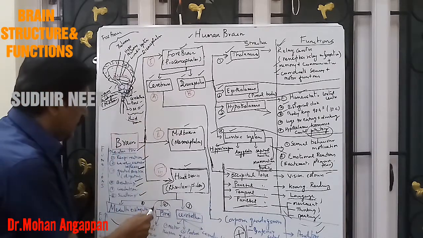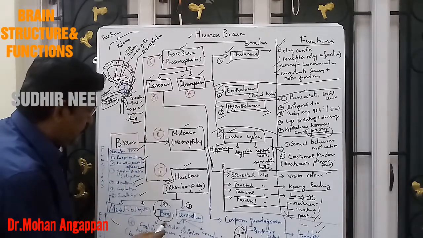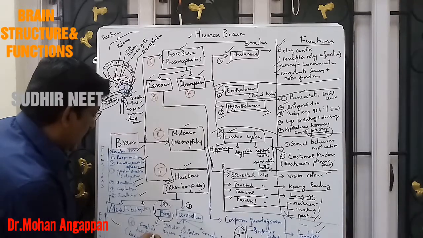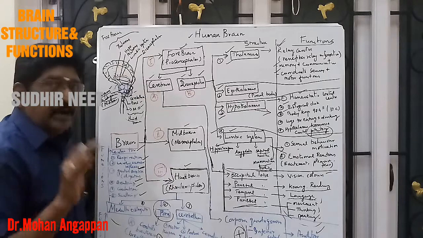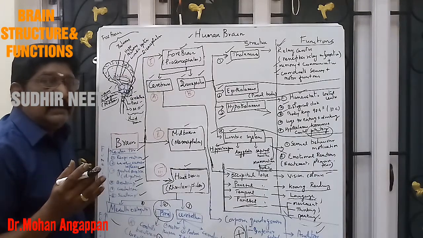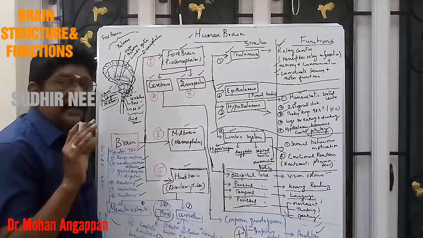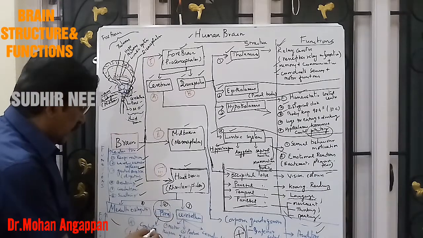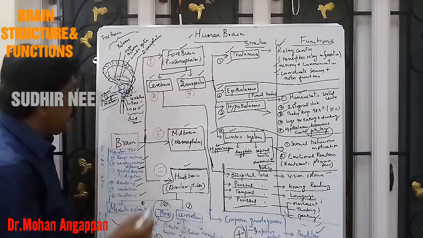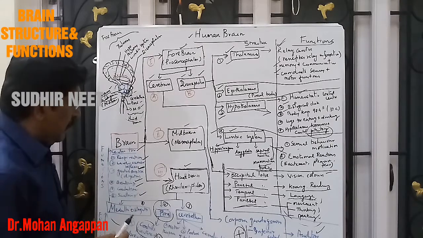And then the pons. The second part is the pons varolii, very important. It controls breathing. Our respiration is controlled by the pons. The breathing centers are present in the pons varolii. It's very important. Then the cerebellum, the third part of the hindbrain.